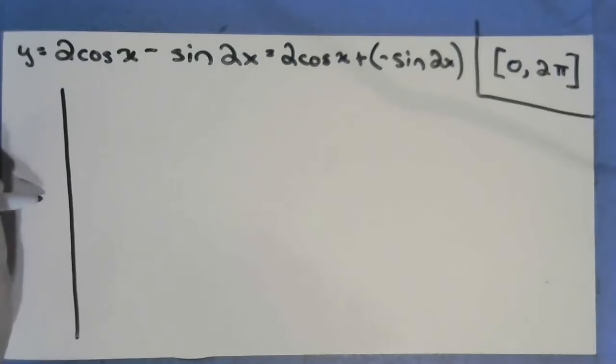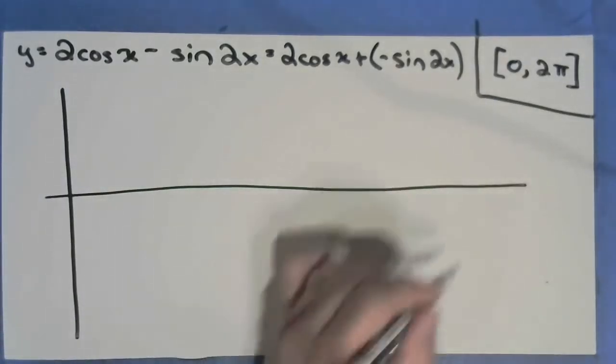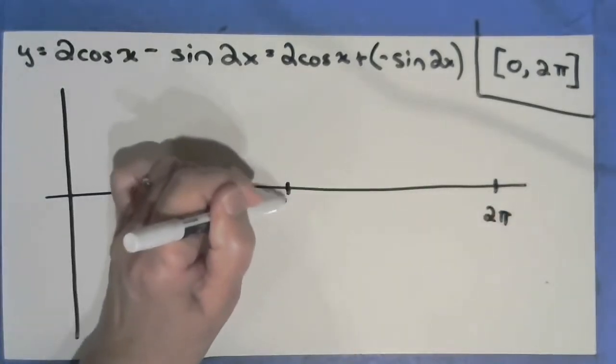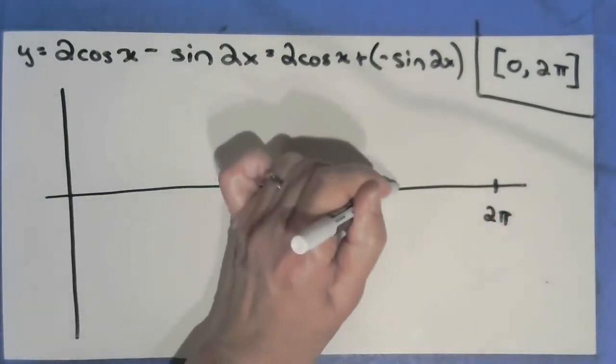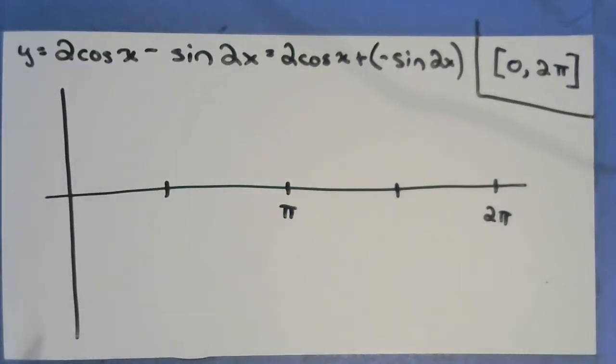I'm going to give myself a lot of space to work with here since I have a big fat marker. Here's 2 pi, here's pi, and here are a couple other markers. And I know that 2 cosine x has an amplitude of 2. There's 2. Here's minus 2. It's cosine with an amplitude of 2 and its period is still 2 pi.